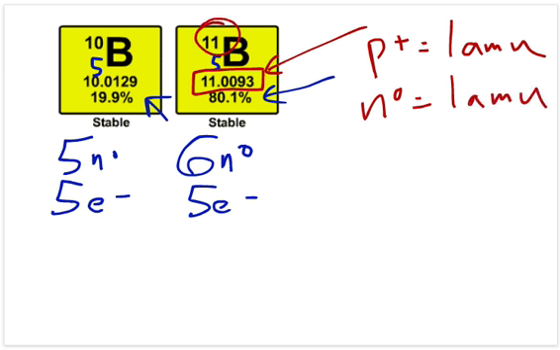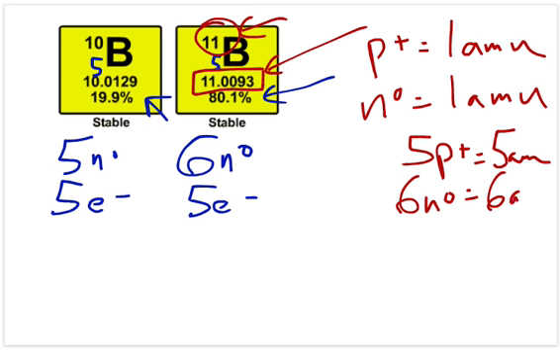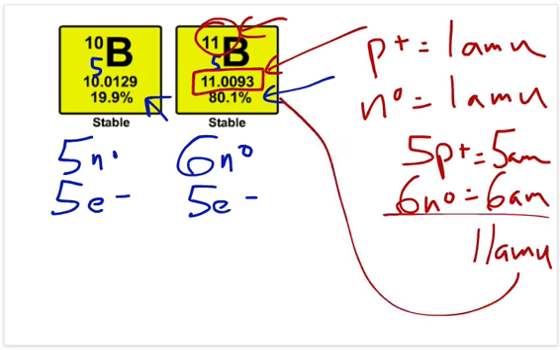So notice, if the mass number was 11, well, you would think, okay, that's 5 protons, so that should be 5 AMU, and it's 6 neutrons, so that should be 6 AMU. So it should be 11 AMU, and notice the actual mass of that isotope is very, very close to 11, but it's not quite. Some reasons it's not quite is because neutrons are actually slightly heavier.